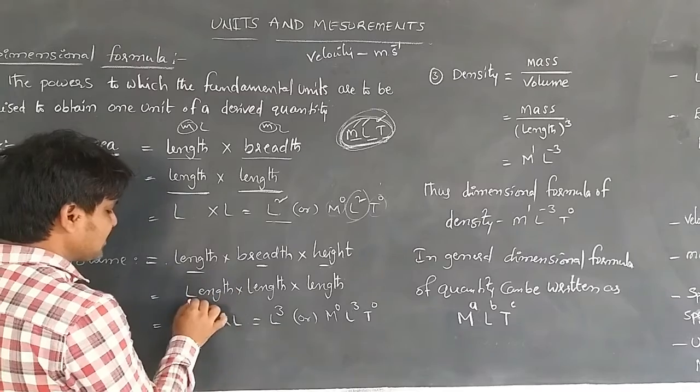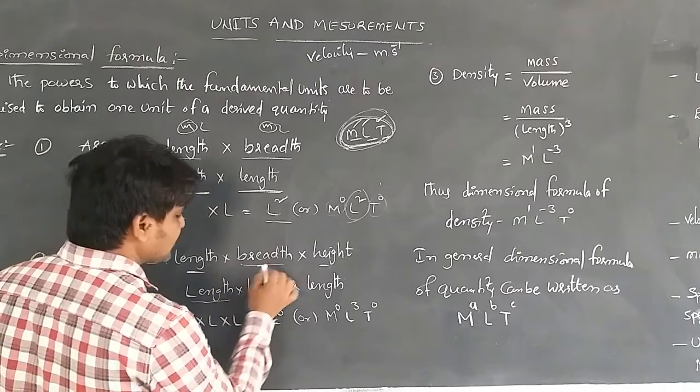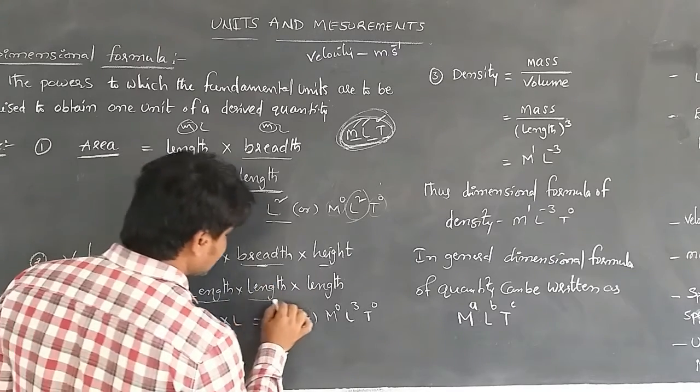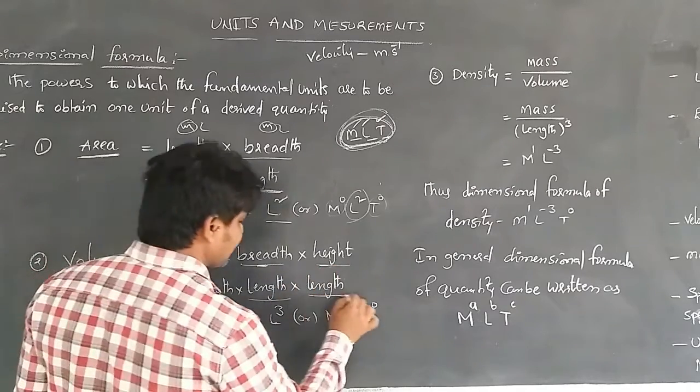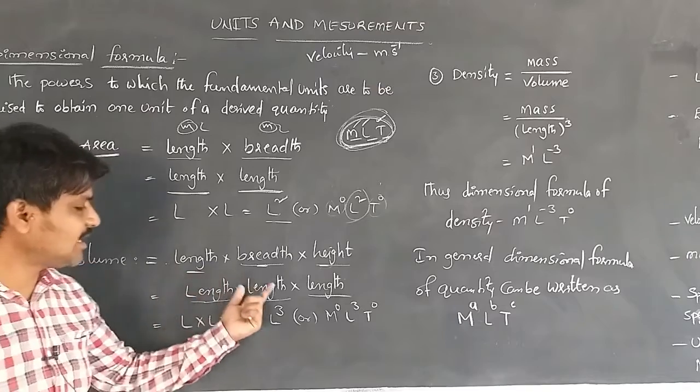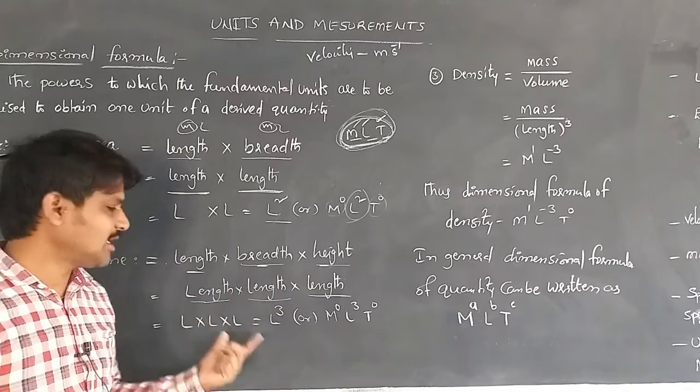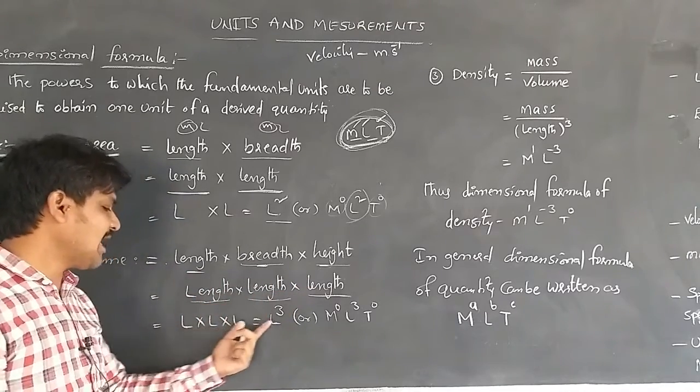So length is also measured in meters, so that's why length. Breadth is also measured in meters and centimeters, so that is also length. And height is also measured in meters and centimeters, so that is also length. So in that case, 3 lengths are there. Length into length is L cube.